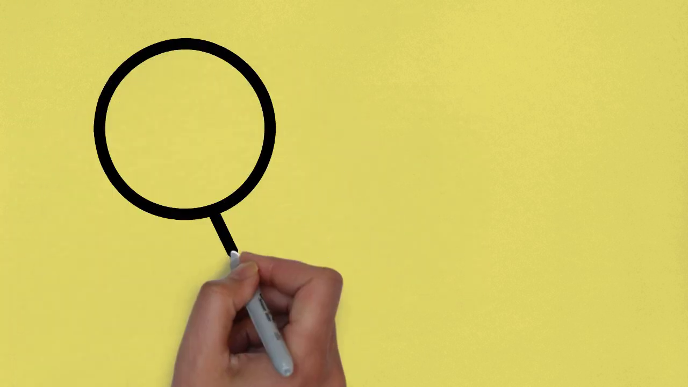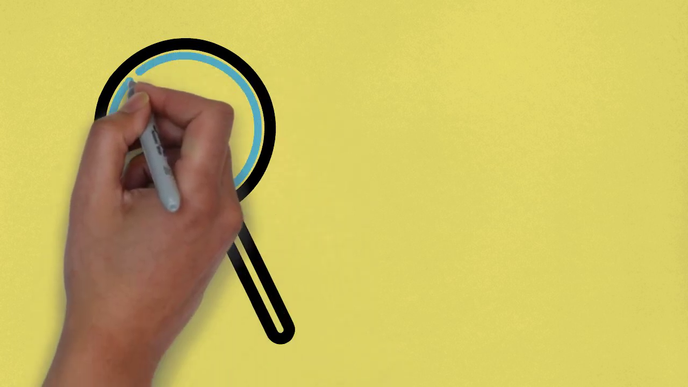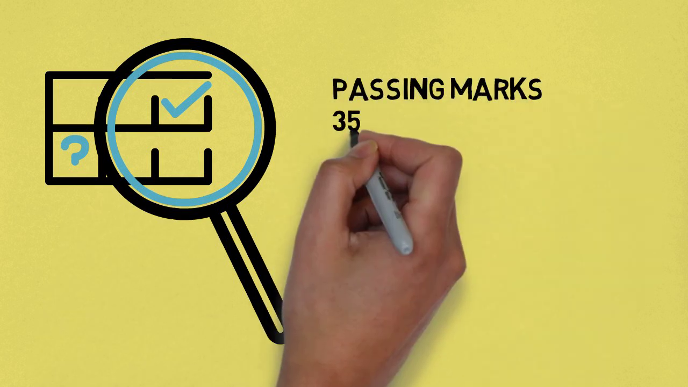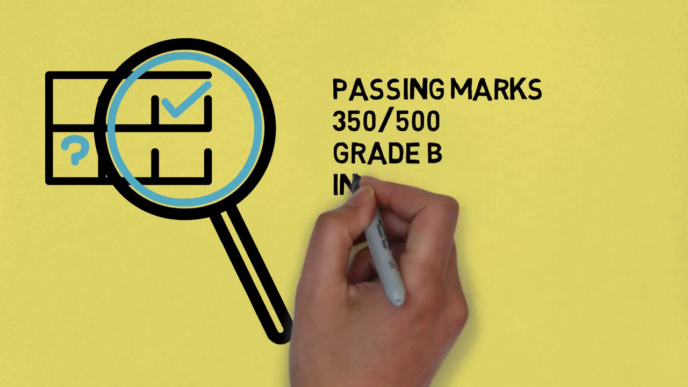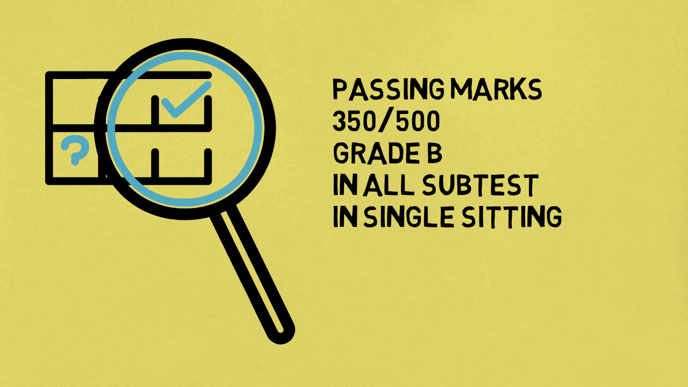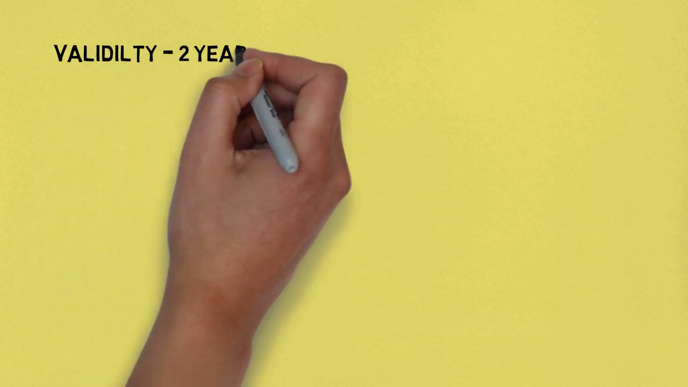The scoring is given out of 500 and you have to score a minimum of 350, that is grade B, in a single sitting in each subtest. Then only you will be eligible for GMC and visa for the UK. This marking is for doctors. For nurses it is different. The OET grade is valid for 2 years.